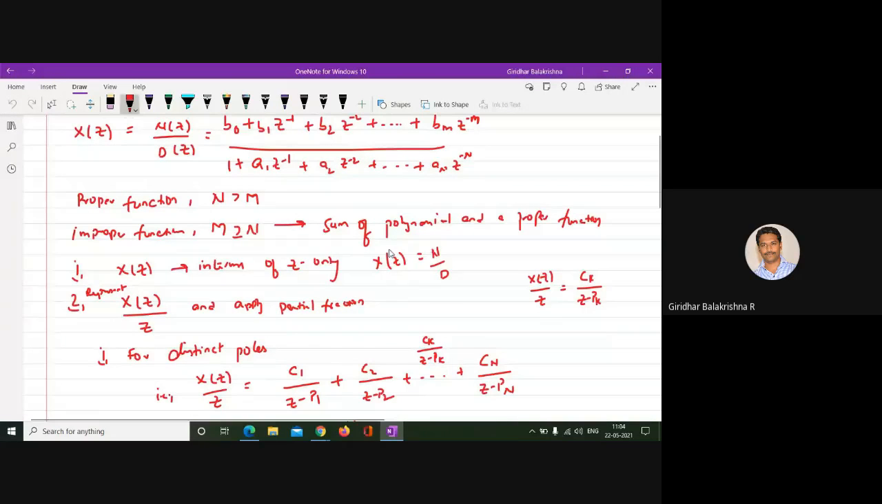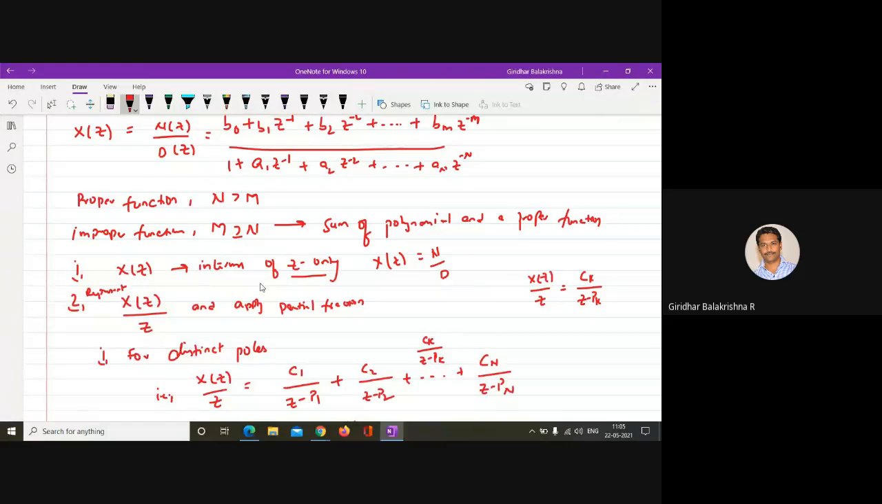Okay, so to apply the partial fraction method and to calculate inverse z transform, first of all they will give X of z, and remember that X of z should be in terms of z only, not in terms of z inverse. If they have given it in z inverse, we need to convert that to z and represent X of z in terms of z only. And after that, X of z should be in the form of numerator and denominator. After that, the second step is to represent X of z by z.